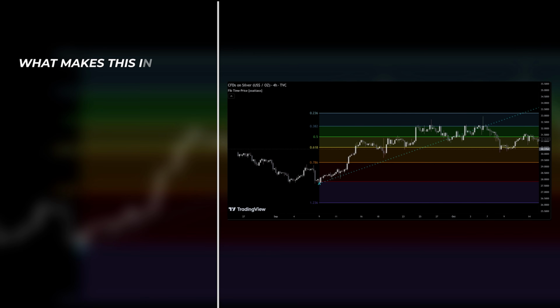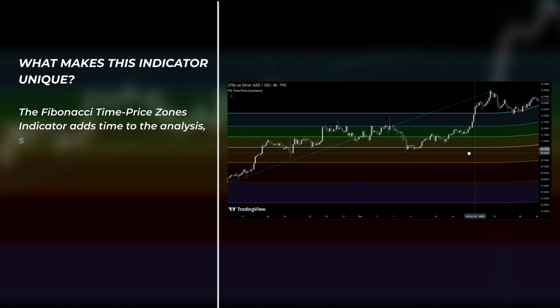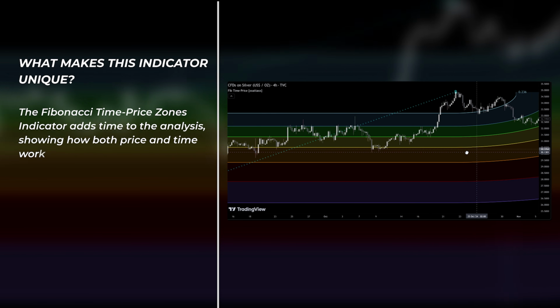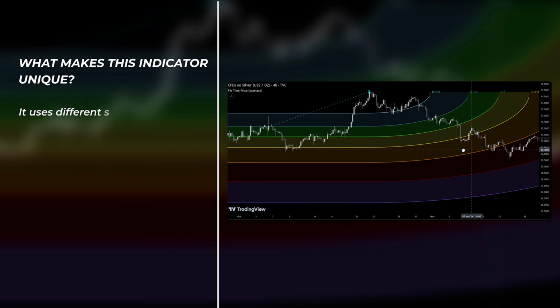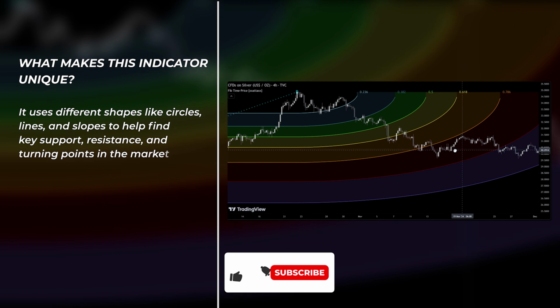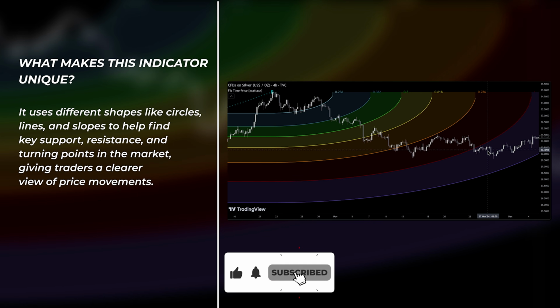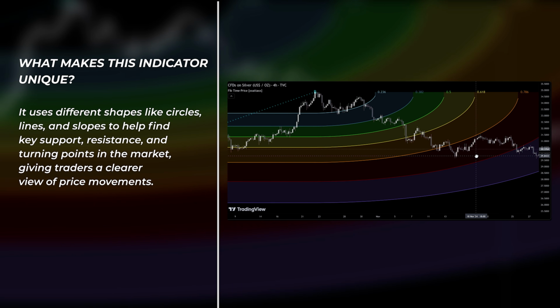What makes this indicator unique? Unlike traditional Fibonacci tools, the Fibonacci time price zones indicator adds time to the analysis, showing how both price and time work together. It uses different shapes like circles, lines, and slopes to help find key support, resistance, and turning points in the market, giving traders a clearer view of price movements.